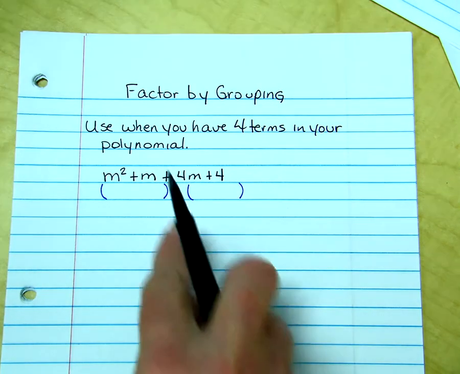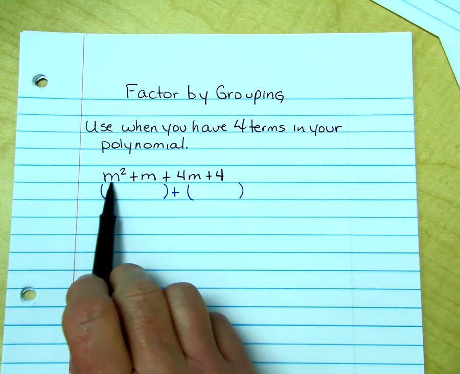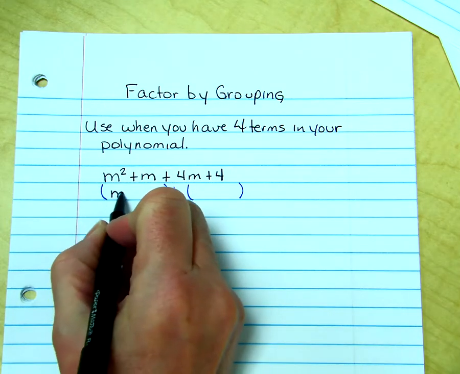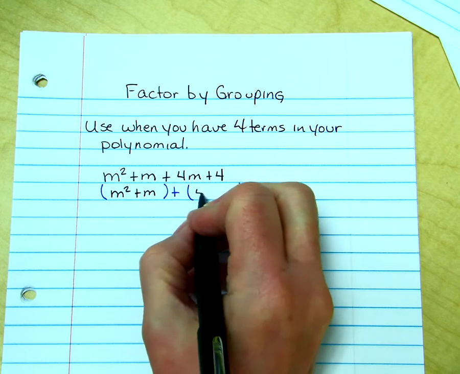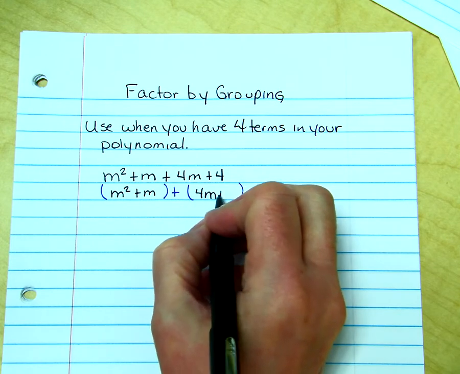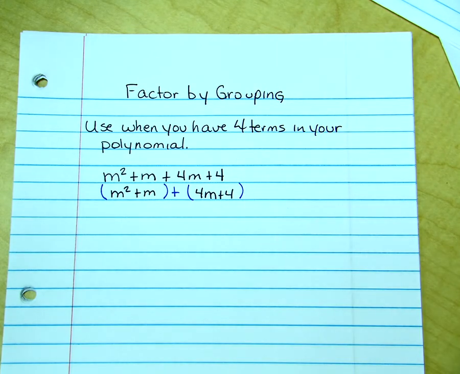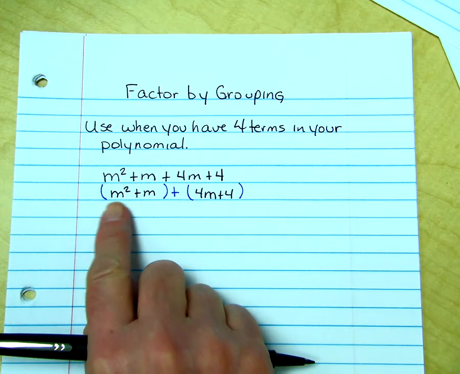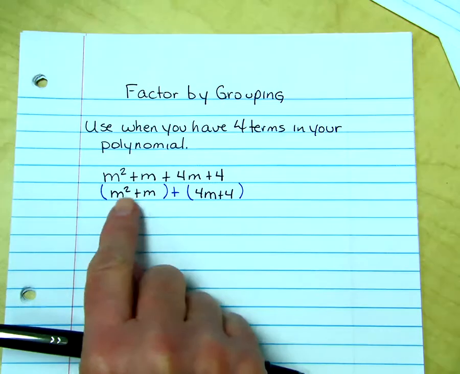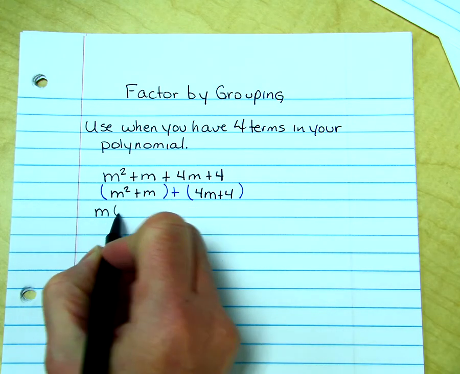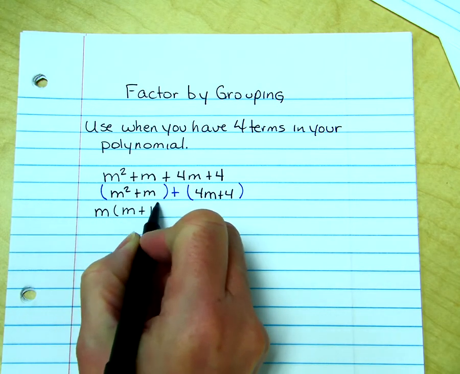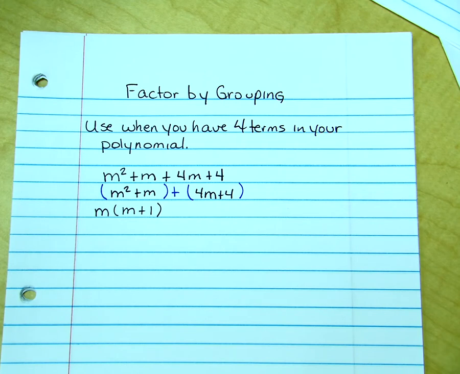They will always have a plus sign between them. The first two terms go in the first set of parentheses. The second two terms go into the second set of parentheses. Then what we do is we look at each set individually. What is the greatest common factor of m squared and m? That would be an m. And the other factor will be m plus 1.